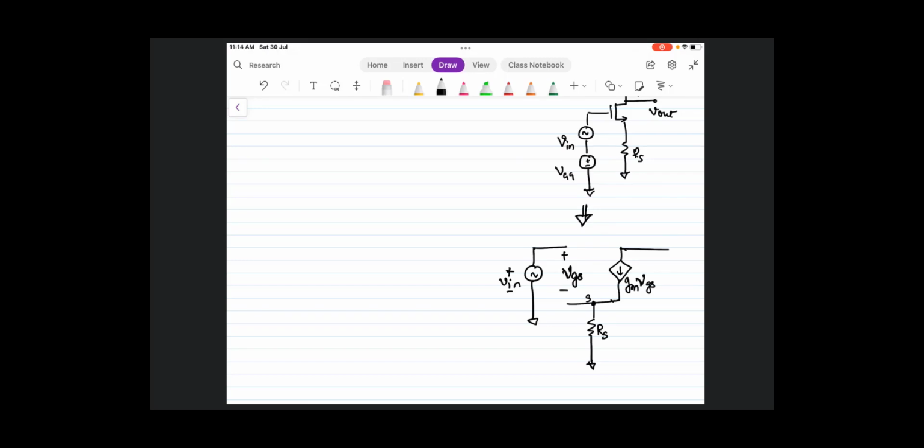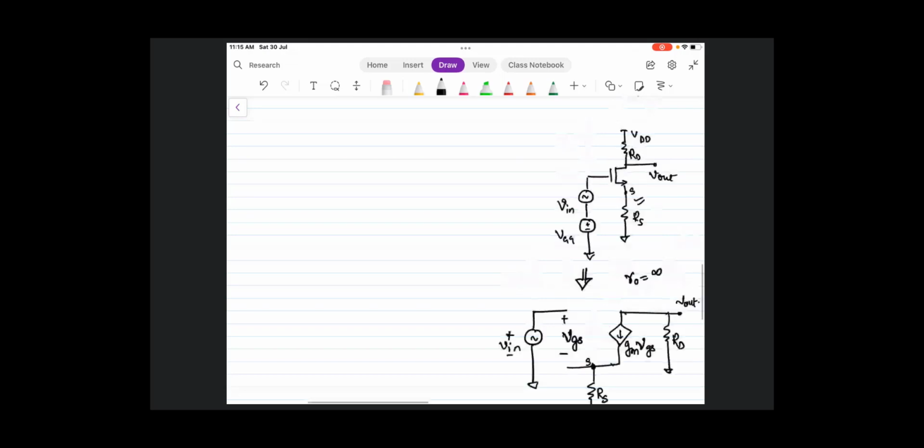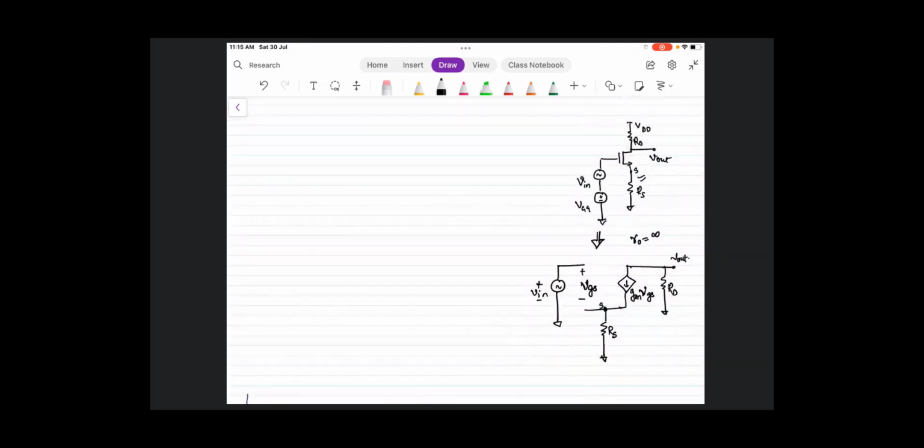I am assuming that there is no channel length modulation present, so that R naught is infinity. Okay. Now here you see that the source is not at ground, but it is connected to RS, right? Here, this is the source. There is an RD connected to the drain terminal. This is the drain terminal, and V out is coming out of there. So this is how you draw the small signal model. Now you start writing the equations here.